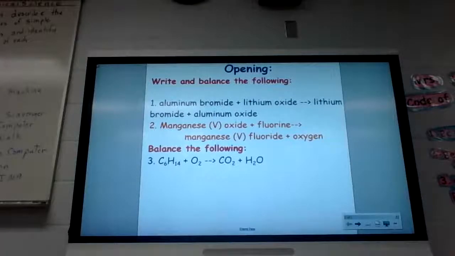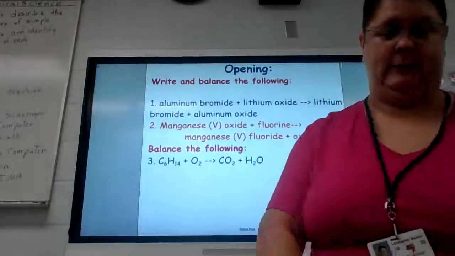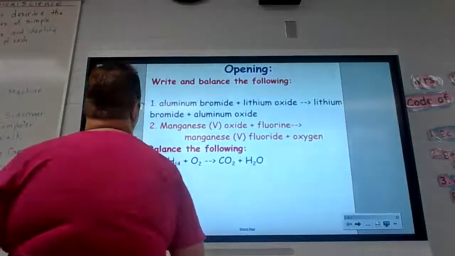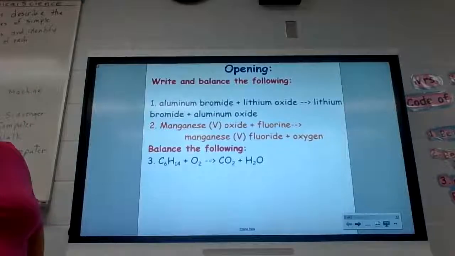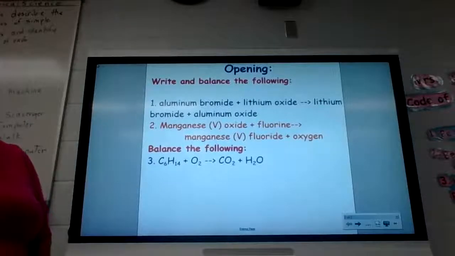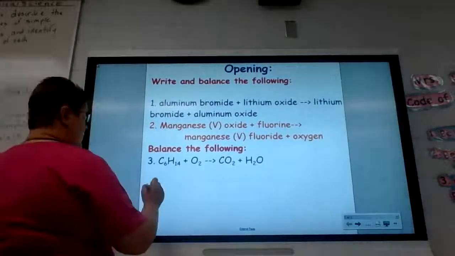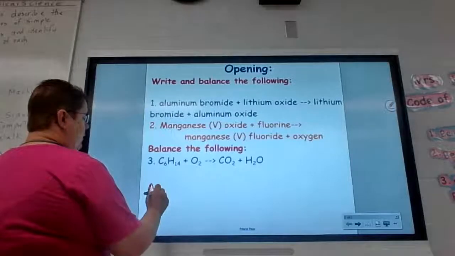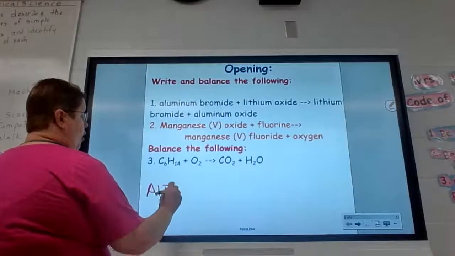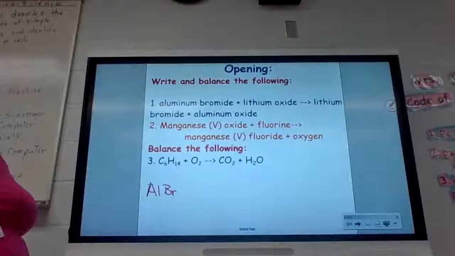All right, so we look at the first. What can you tell me about aluminum bromide? It's a compound. So what do we have to do? Write it with the oxidation numbers. Okay, so we have to use the oxidation number. So aluminum is Al, bromine is Br. So we have to look up its oxidation number.